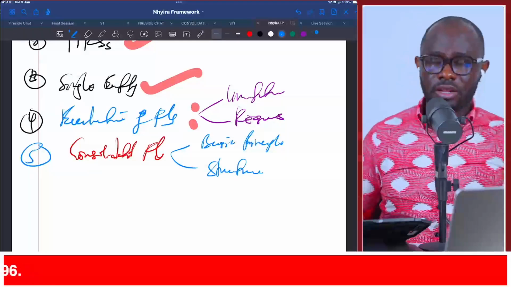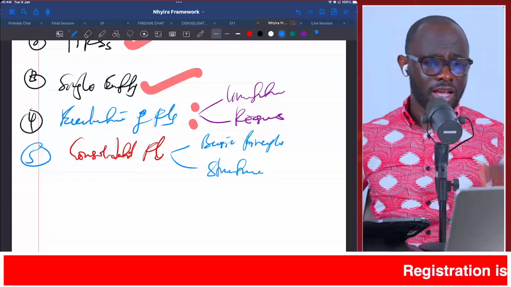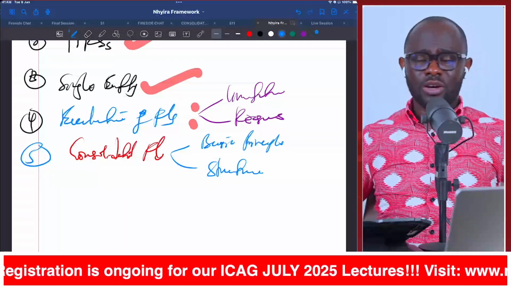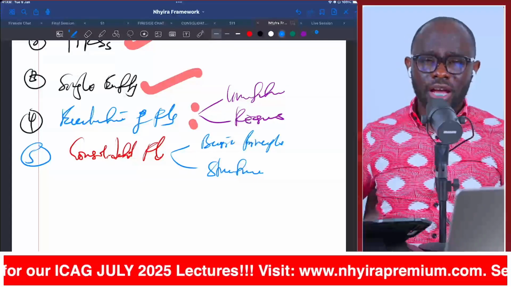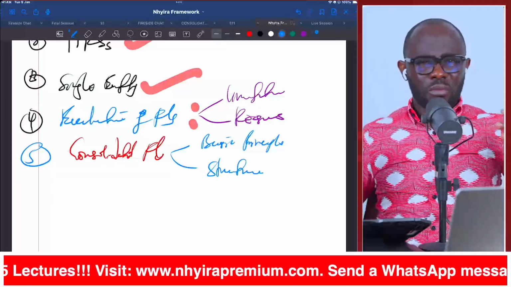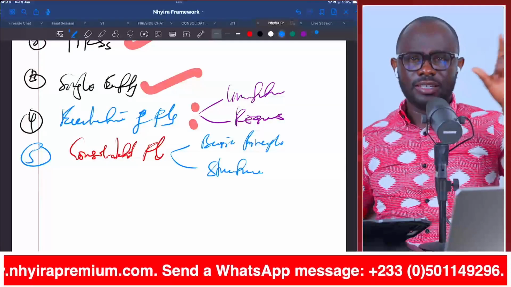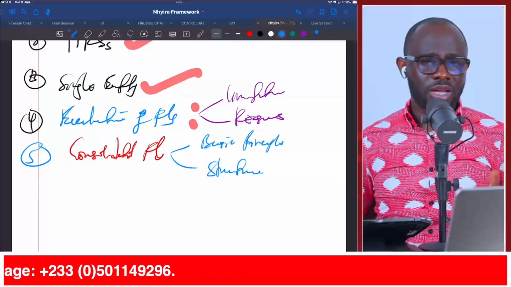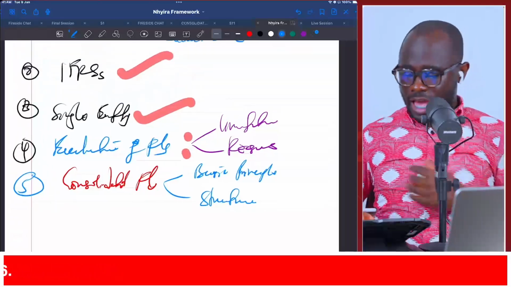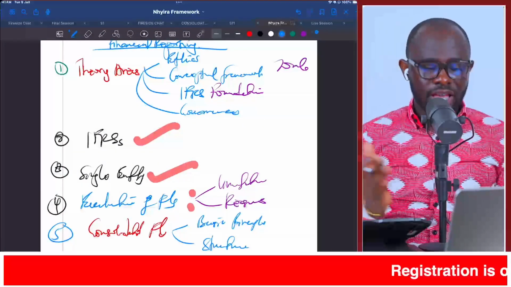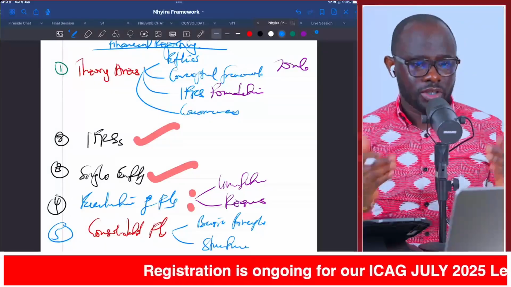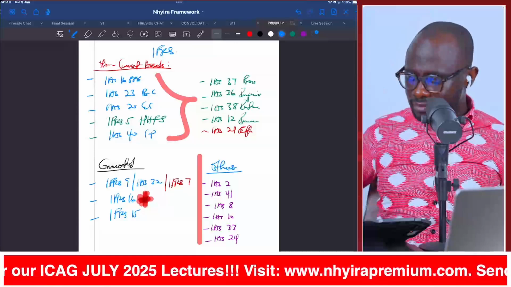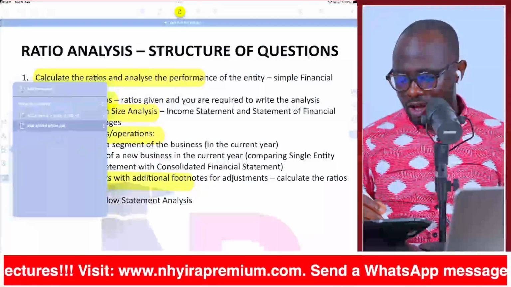Sometimes the examiner can bring a parent and a subsidiary. Sometimes he can bring a parent, a subsidiary, and an associate. Other times, the examiner will just get excited with you and then bring up a question where you don't have to prepare a full consolidated financial statement. It's just extract of things that the examiner wants to pick your brain on, or a joint venture arrangement, IFRS 11 in that case. And so this is the breakdown of, say, the financial reporting syllabus. So once you know the breakdown of the syllabus like this, that is what you now enter on your study plan.